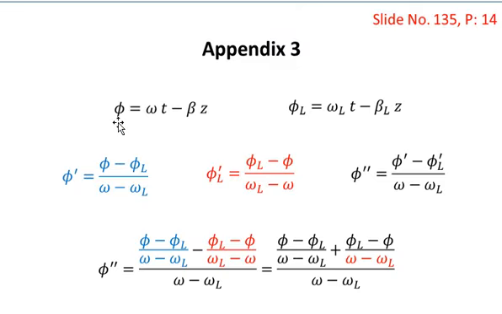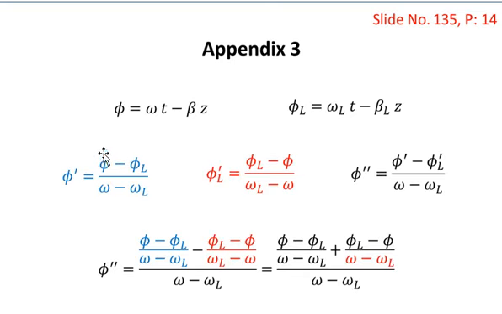If you now represent the derivative of this quantity, then phi prime will be equal to phi minus phi L over omega minus omega L. This is the definition: by definition, the derivative is given by this quantity, where of course the separation between omega and omega L is small. Under that condition, this gives you the definition of the derivative. The same definition obtained from the second expression is shown here: phi L prime is equal to phi L minus phi over omega L minus omega. And you know that by definition, the second derivative can be written as phi prime minus phi prime L divided by omega minus omega L.